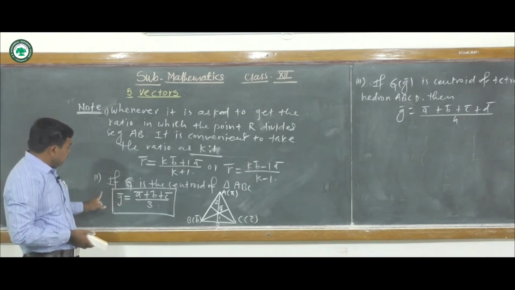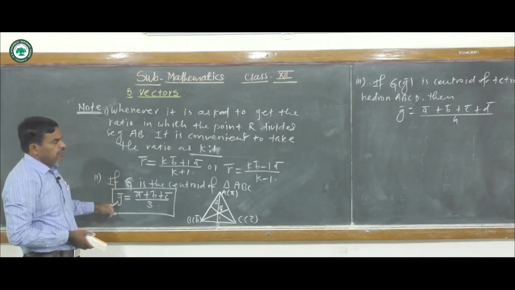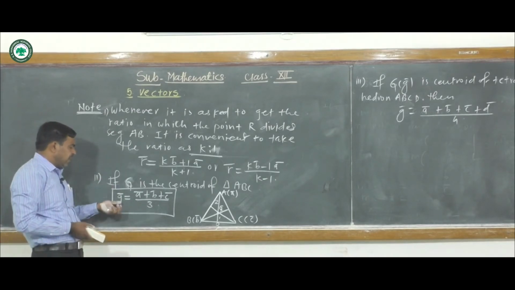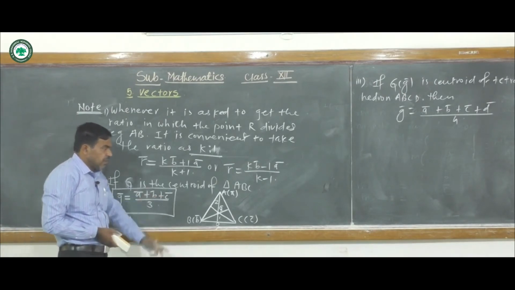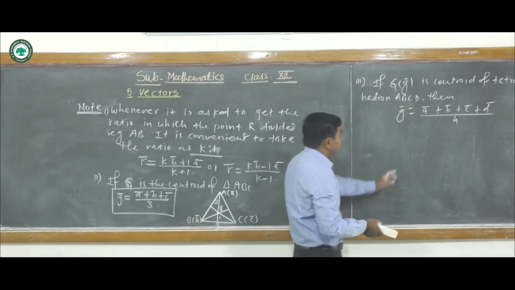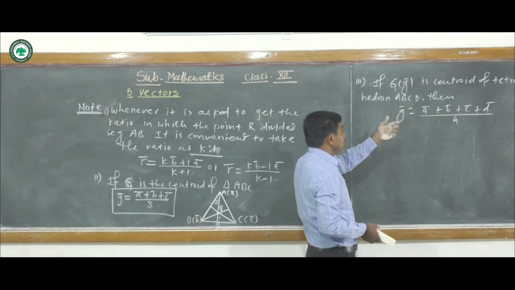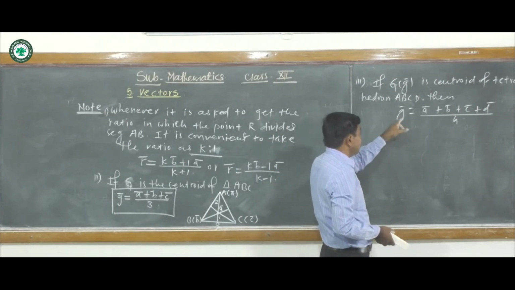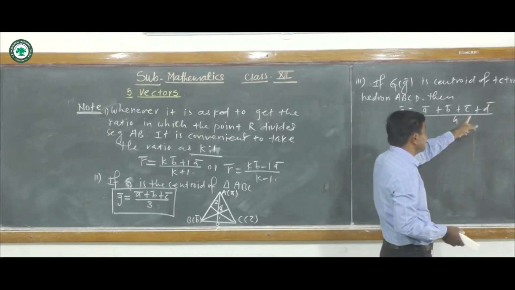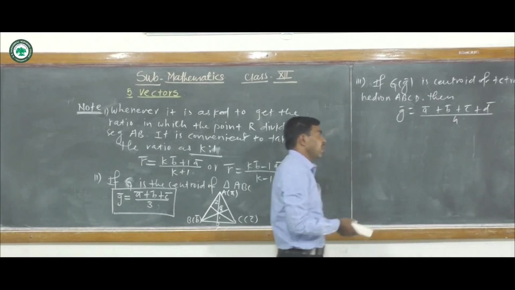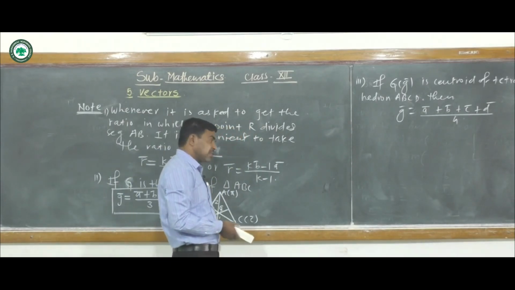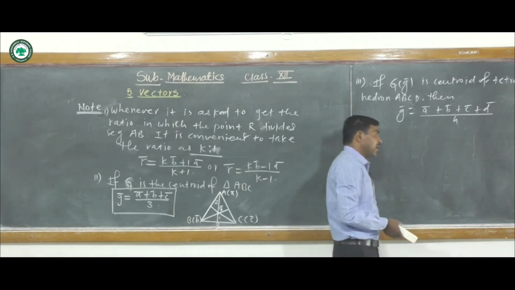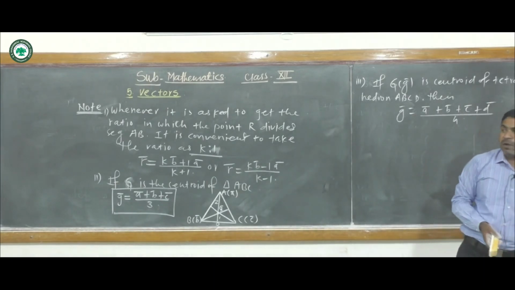In the second note, if G is the centroid of any triangle, then the position vector of that centroid is given by z bar is equal to a bar plus b bar plus c bar divided by 3. And if the centroid of a tetrahedron is given, then its position vector is a bar plus b bar plus c bar plus d bar divided by 4, where a bar, b bar, c bar, d bar are position vectors of the vertices A, B, C, D respectively of the tetrahedron.